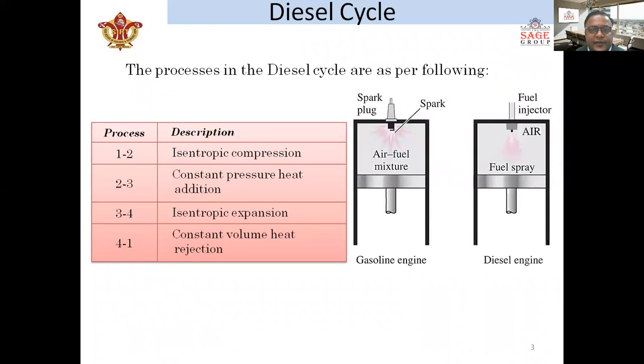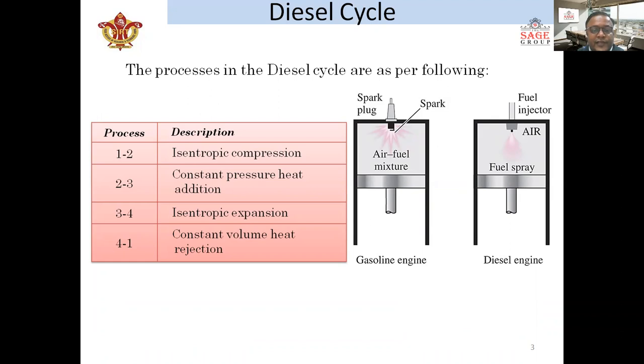This is the diesel cycle diagram, in which the gasoline engine and the diesel engine are both represented. The thermodynamic processes described here: process 1 to 2 is called isentropic compression, in which only air is compressed in the engine cylinder instead of fuel and air. 2 to 3 is constant pressure heat addition, in which heat addition takes place by the fuel injection process in the combustion chamber at the end of the compression stroke, where the air comes in contact with the injected fuel, which initiates the process of combustion.